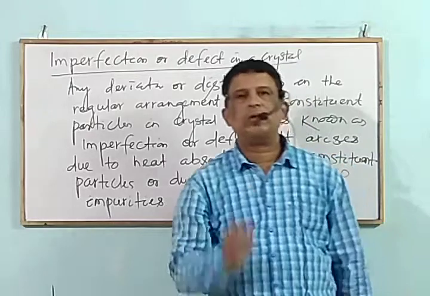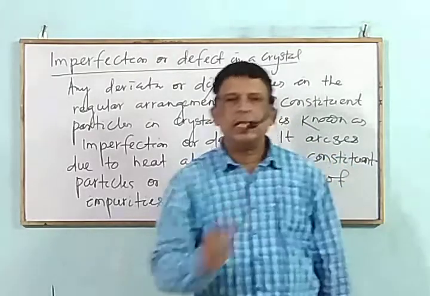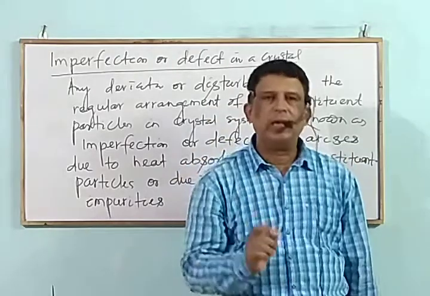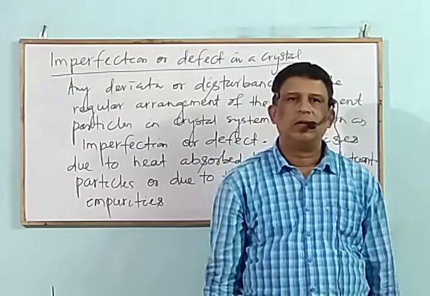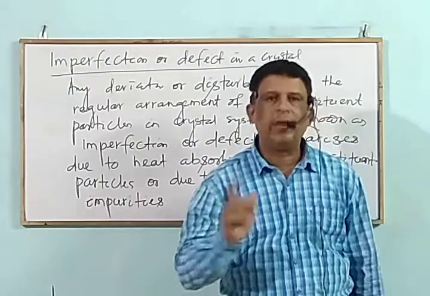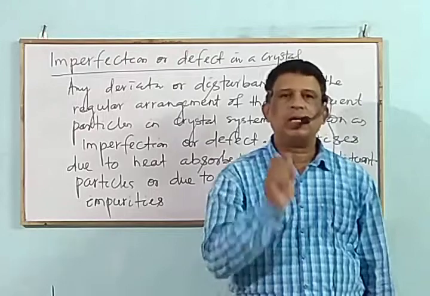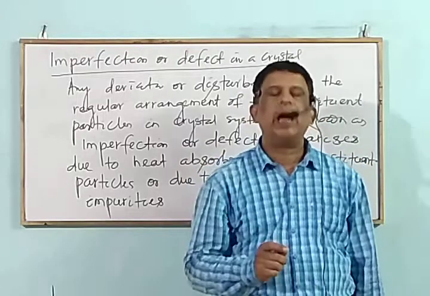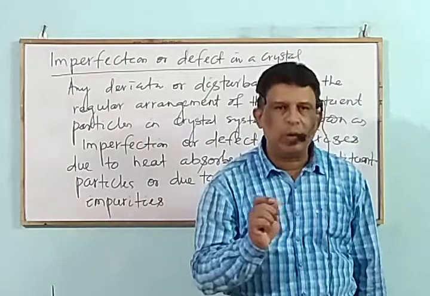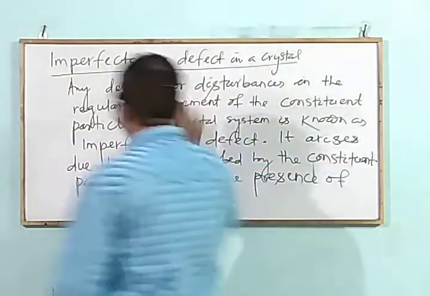Next, to discuss the point defect. This defect is also classified into three types. One is known as stoichiometric defect, one is non-stoichiometric defect, and the third one is impurity defect. Mark that.